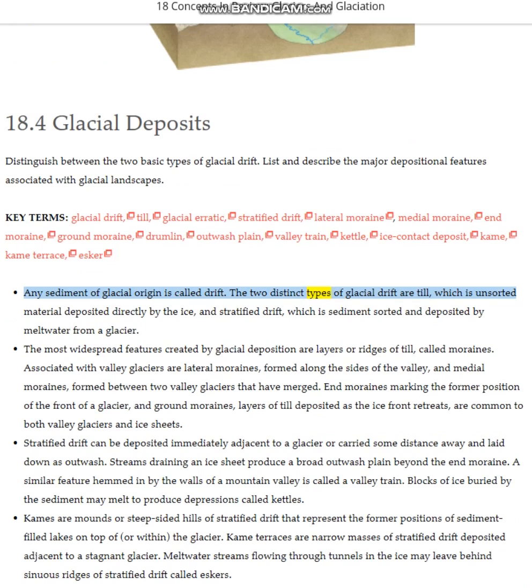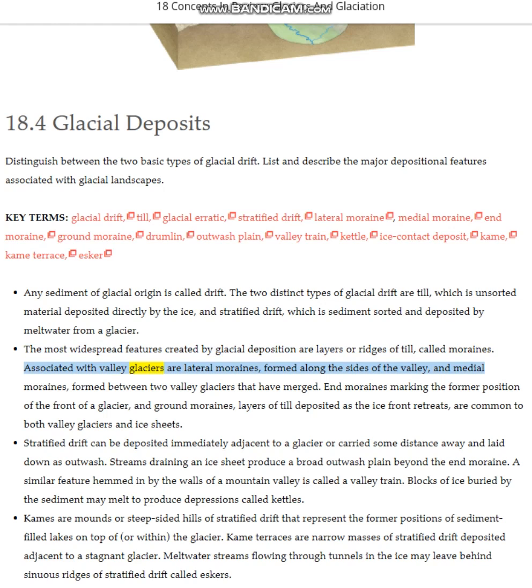The two distinct types of glacial drift are till, which is unsorted material deposited directly by the ice, and stratified drift, which is sediment sorted and deposited by meltwater from a glacier. The most widespread features created by glacial deposition are layers or ridges of till, called moraines.